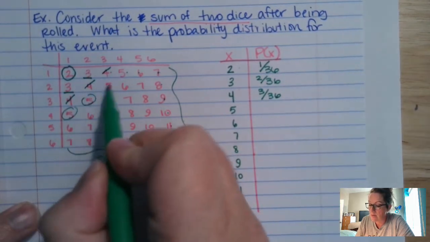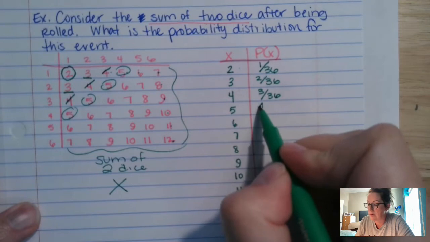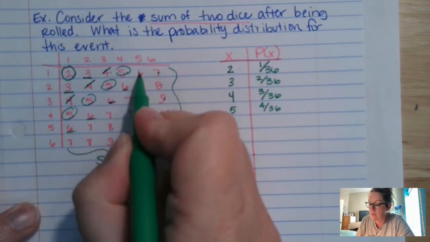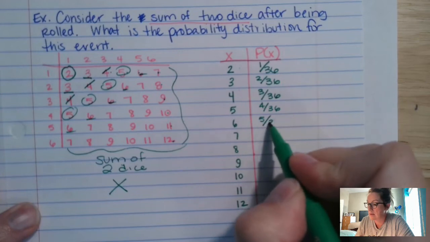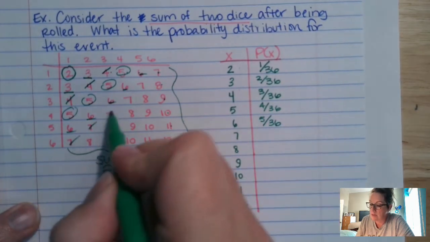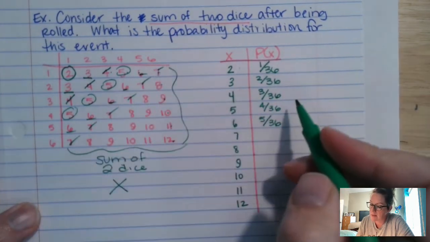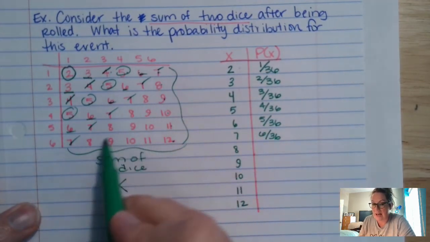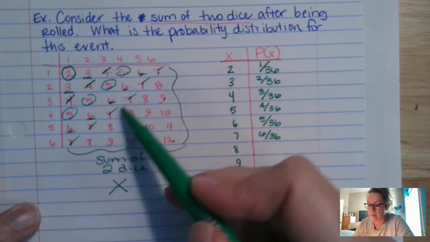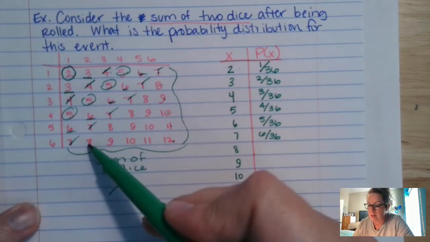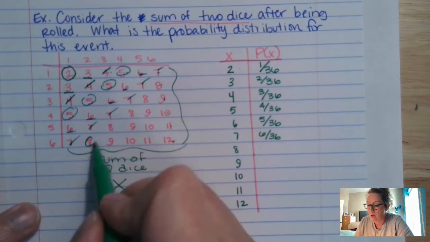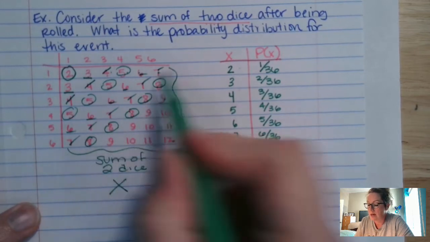5: 1, 2, 3, 4, 5 is 5 options. 6: 1, 2, 3, 4, 5, 6 is 6 options. 7: 1, 2, 3, 4, 5, 6 options. And then if you can see, now it's going back down, like in the triangle. This is the longest part, right? And then the next one's going to be 1 less than that, 6. So we get 1, 2, 3, 4, 5.